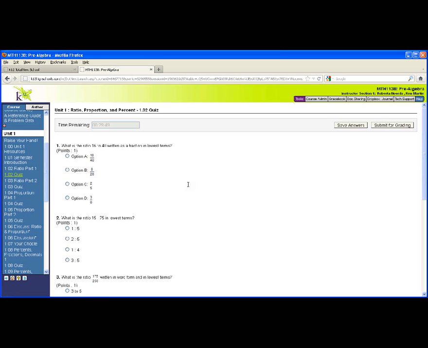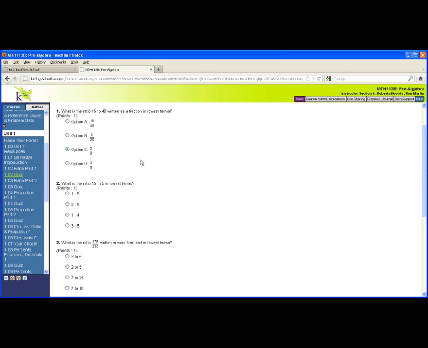It says, what is the ratio of 16 to 40 written as a fraction in lowest terms? Well, in lowest terms means we have to reduce it. So option A is out. It's the correct value, 16/40, but it's not written in lowest terms. 8/20 is not in lowest terms either. What about 2/5? Well, 8 goes into 16 2 times, and 8 goes into 40 5 times. So option C is correct, and you just click on that.